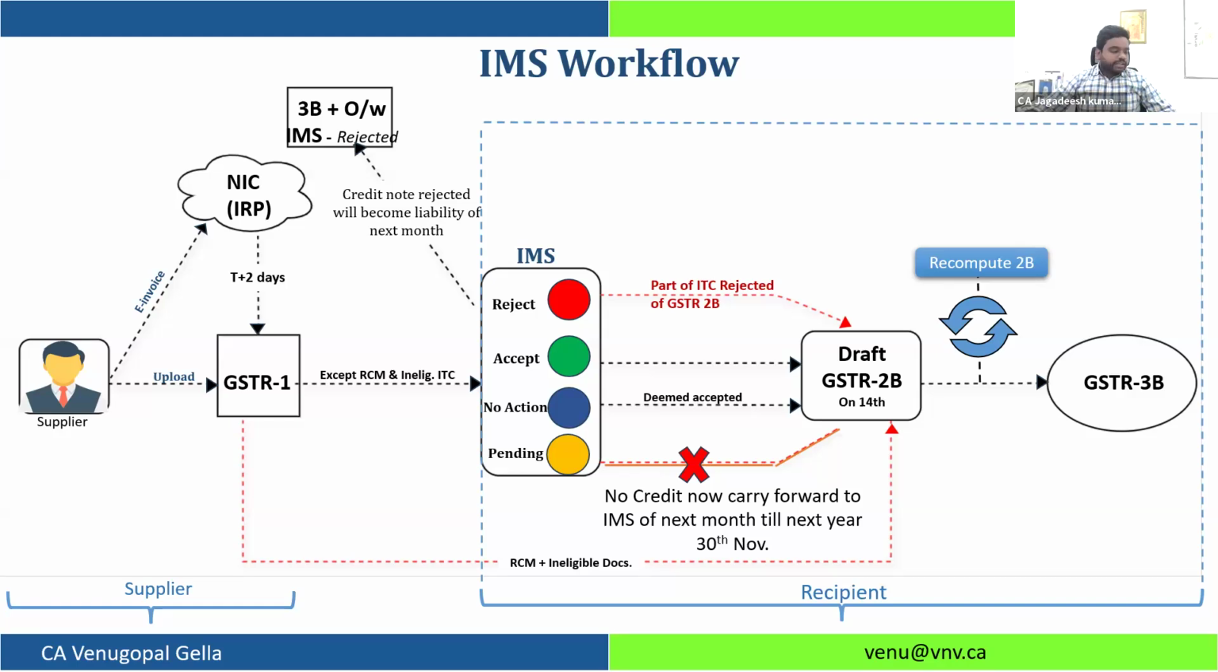If we have not taken any action, it is also deemed to be accepted. In both these cases, that is accept and no action, it will go to my GSTR-2B as eligible ITC. And if you mark any invoice as pending, it will not flow to my 2B. You can see here, it will stay in IMS only until you accept it. So it is not flowing to my GSTR-2B. Only accept, no action, and reject are flowing to my 2B.